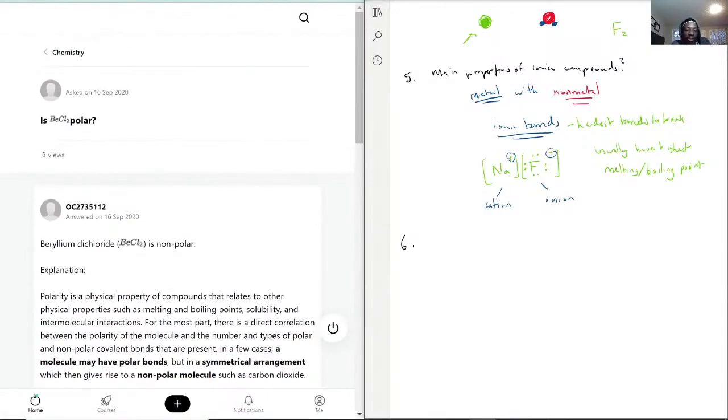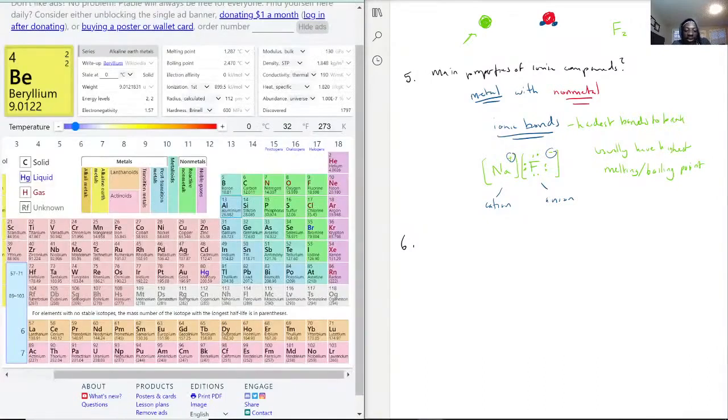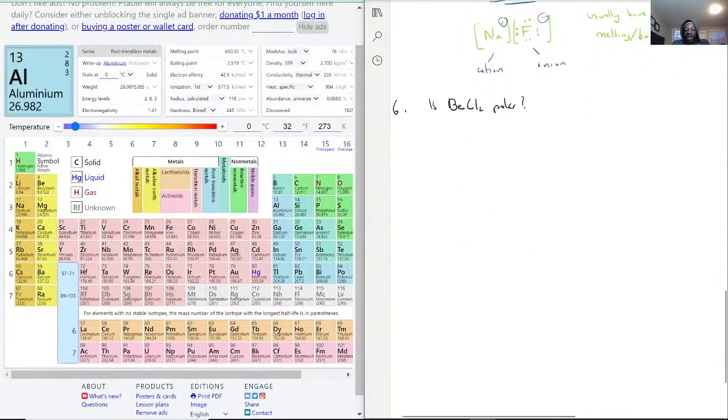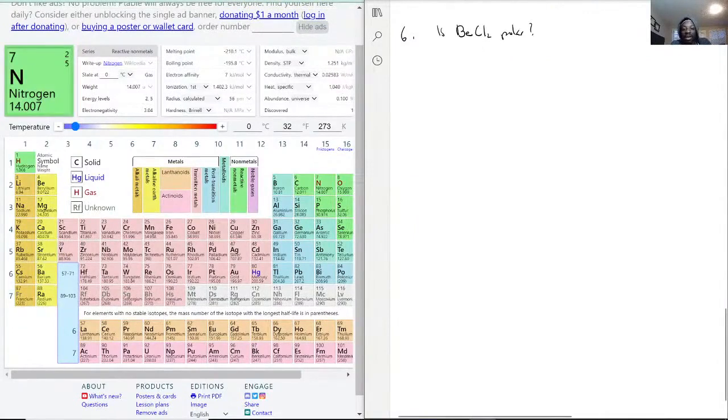Is beryllium chloride polar? The reason I call it beryllium chloride is that this is an example of an ionic compound, and because of that, under the naming rules, we do not state the fact that there are two chlorines. We don't say beryllium dichloride, we just say beryllium chloride because it's a metal with a non-metal. And the question is asking if beryllium chloride is polar.